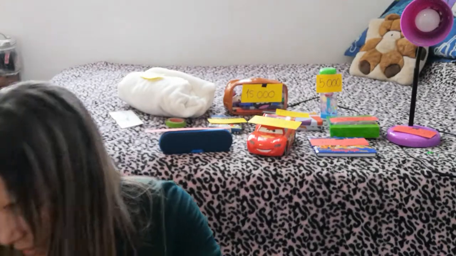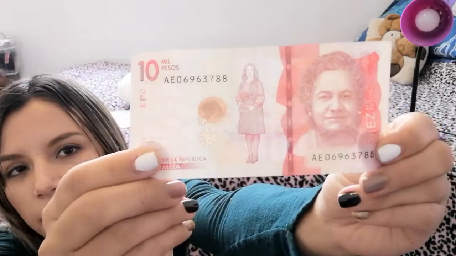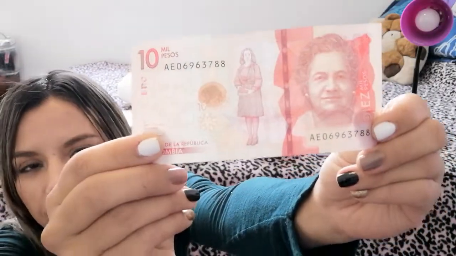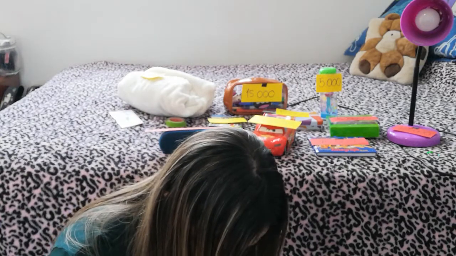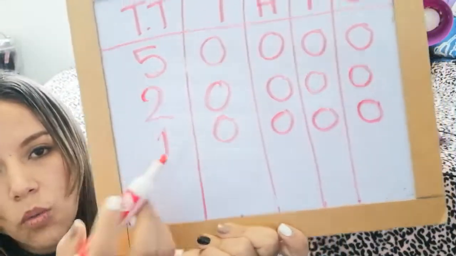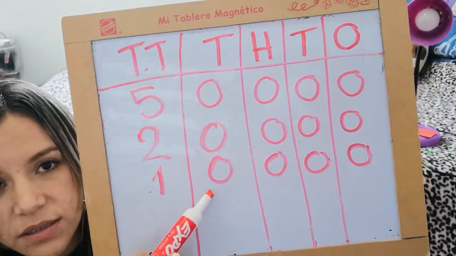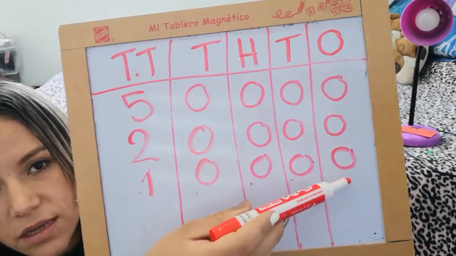Then my next bill is the, what do you think? I have 50, 20, then which one comes next? Very good. The 10,000 pesos bill. And this one also has units on the 10,000s. Look. 1 unit on the 10,000s, 0 on the thousands, 0 on the hundreds, 0 on the tens, 0 on the ones.